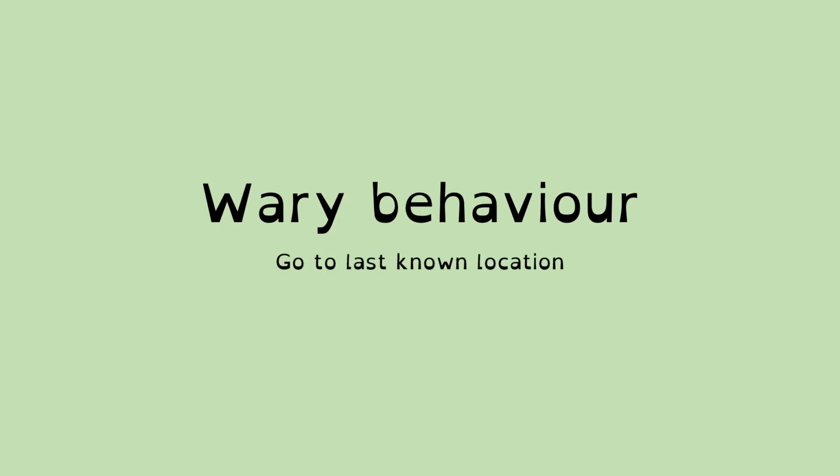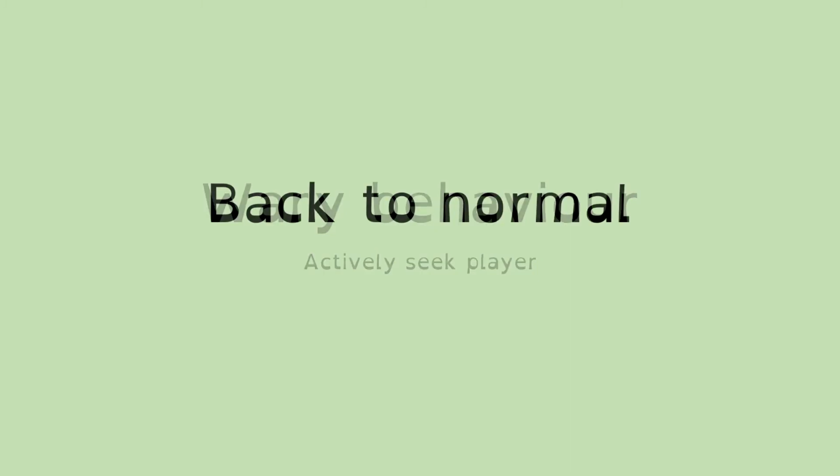So you can go to last known location for the player, so the last place they saw the player before they disappeared. Obviously, this is particularly useful if you're de-aggroing from line of sight. And the other one is to actively seek the player, so to actually start looking around and either randomly or in some kind of organized search pattern where they're trying to find the player.